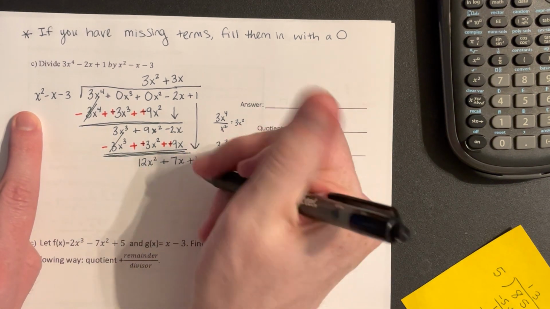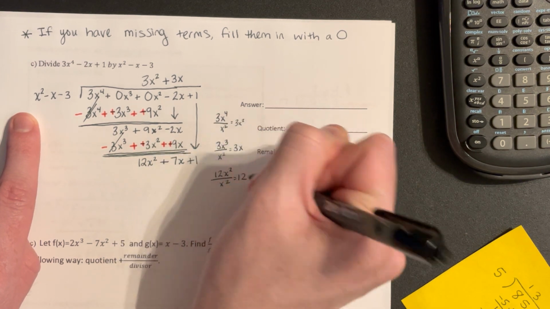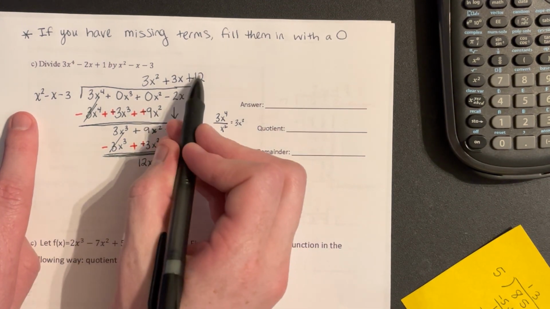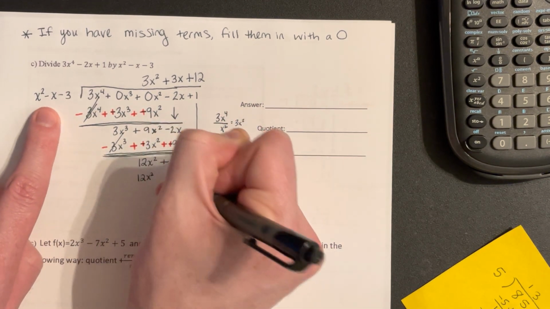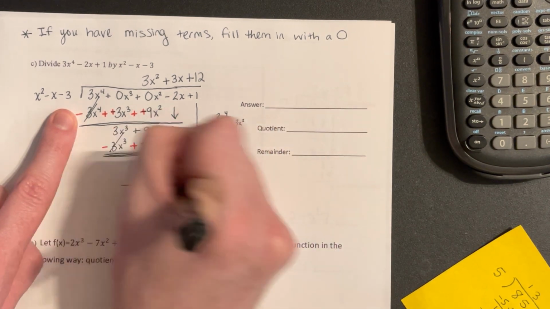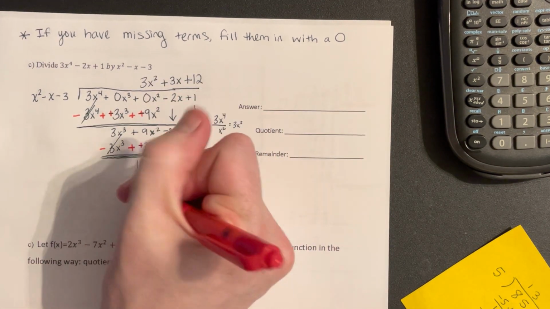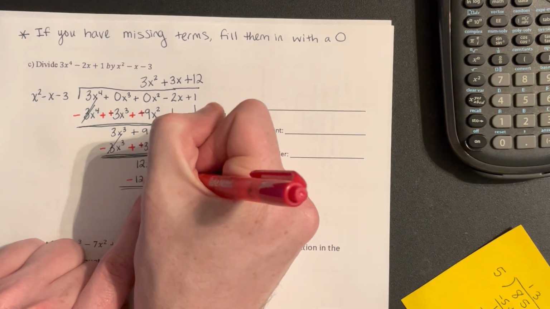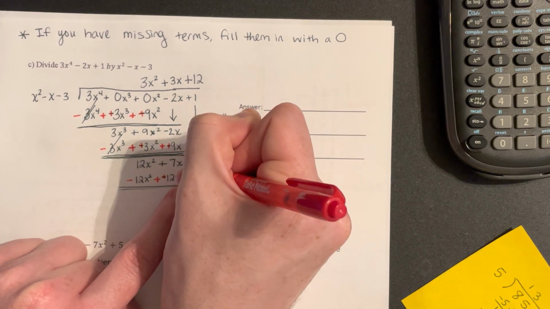12x squared divided by x squared is just 12. So plus 12 up here. We multiply it through. That's a 12x squared, a minus 12x, and a minus 36. Draw that line. There's our subtraction. So we subtract, subtract, subtract. I see some now minus a negative, so plus a positive, and minus a negative is plus a positive.